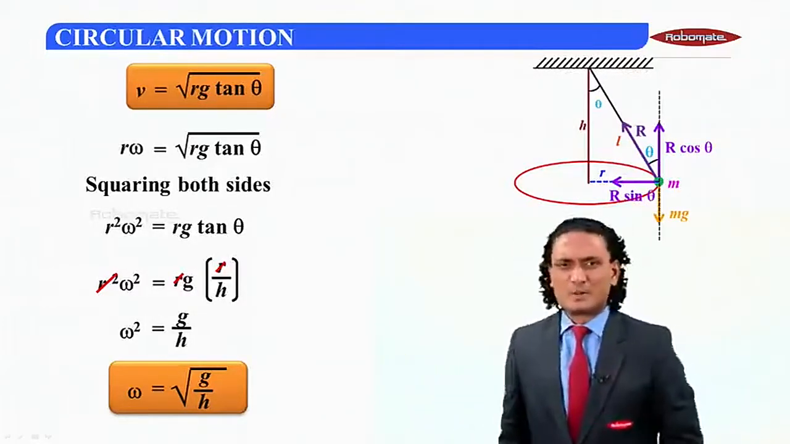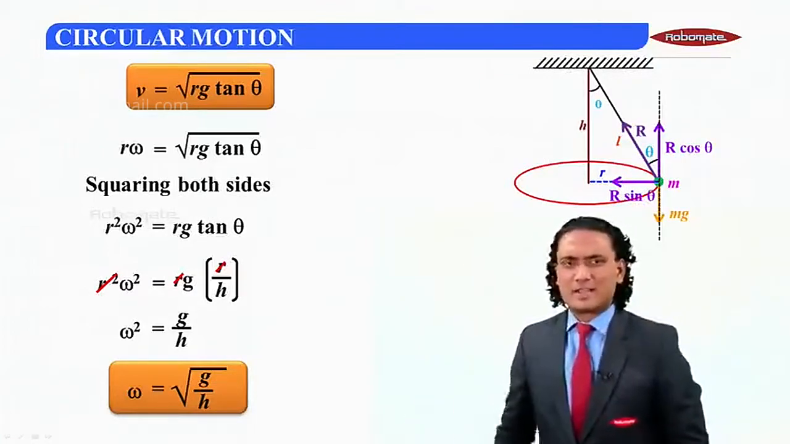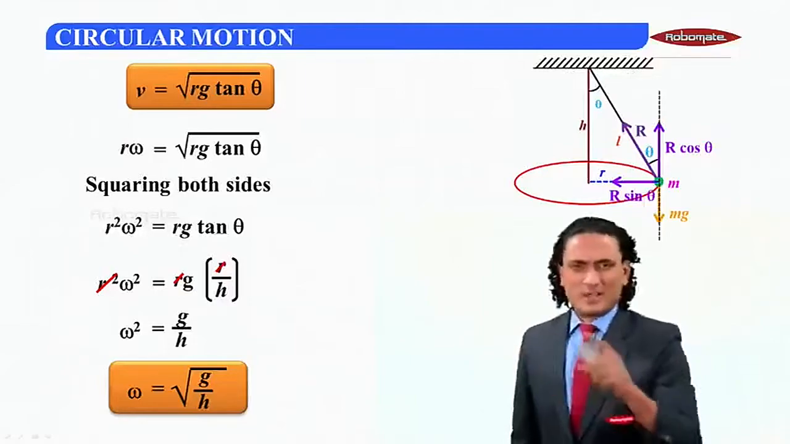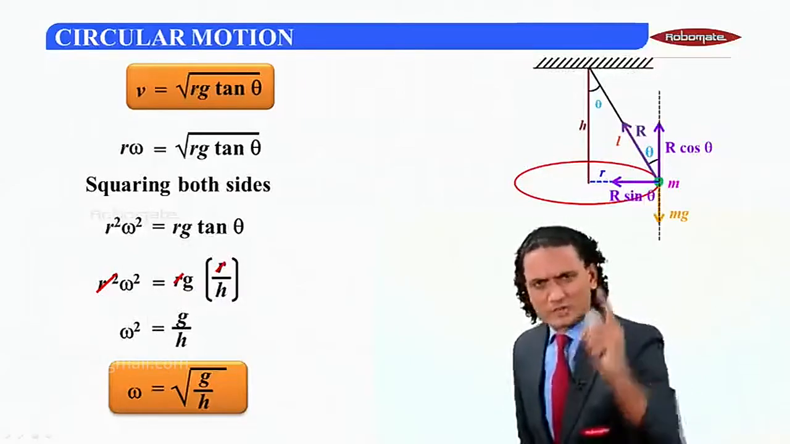Isn't it very simple? Just with the free body diagram, I can get these two derivations. Is that clear? So students, these are all very simple. I am very sure you can do it.